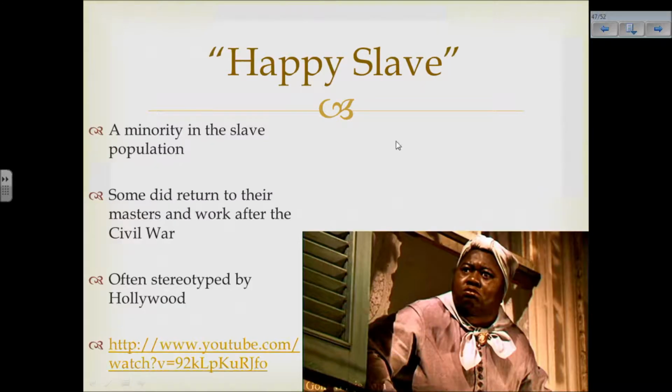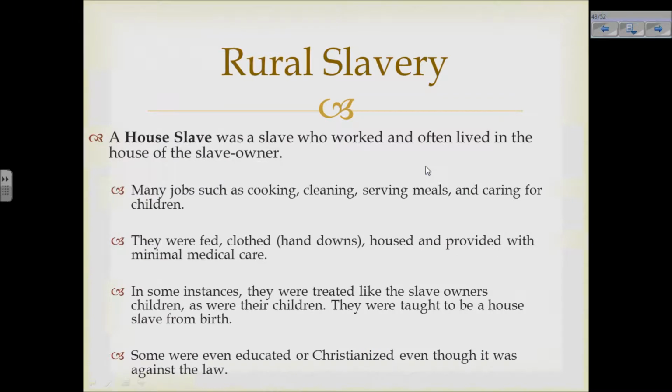A little bit about the happy slave narrative. These were a minority in the slave population. Very few slaves actually would return to their masters and work for them after the war because they felt so highly of their masters. Some would return and work, to give credence to the notion that this did exist. Especially in the early or the mid 1900s, the happy slave was very much stereotyped by Hollywood, or as depicted down here with Mammy from the famous Gone with the Wind movie.